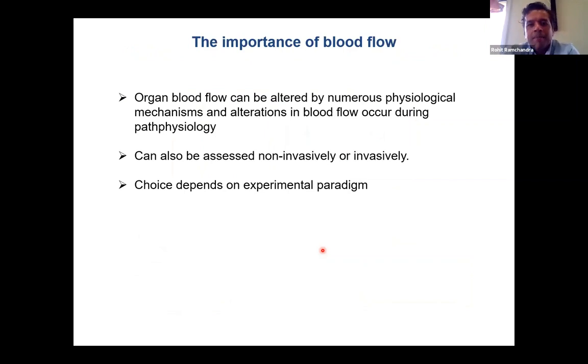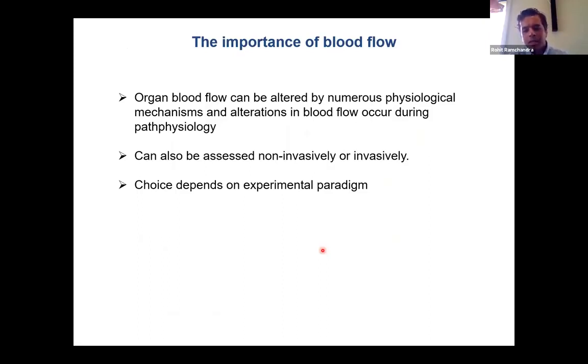As I talk a little bit more, I think blood flow is one of those important physiological variables. It's altered by a large number of mechanisms, and we know that alterations in blood flow occur during both physiology and pathophysiology. So you can have shifts in blood flow from certain organs depending on metabolic demand.